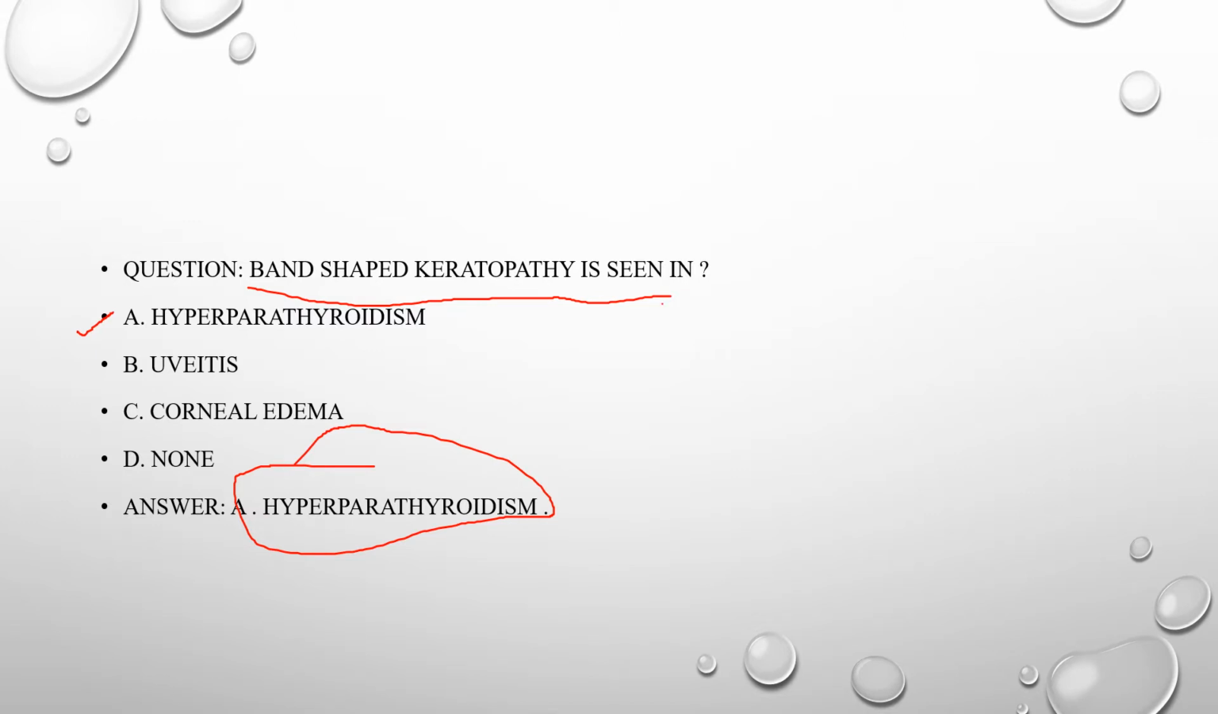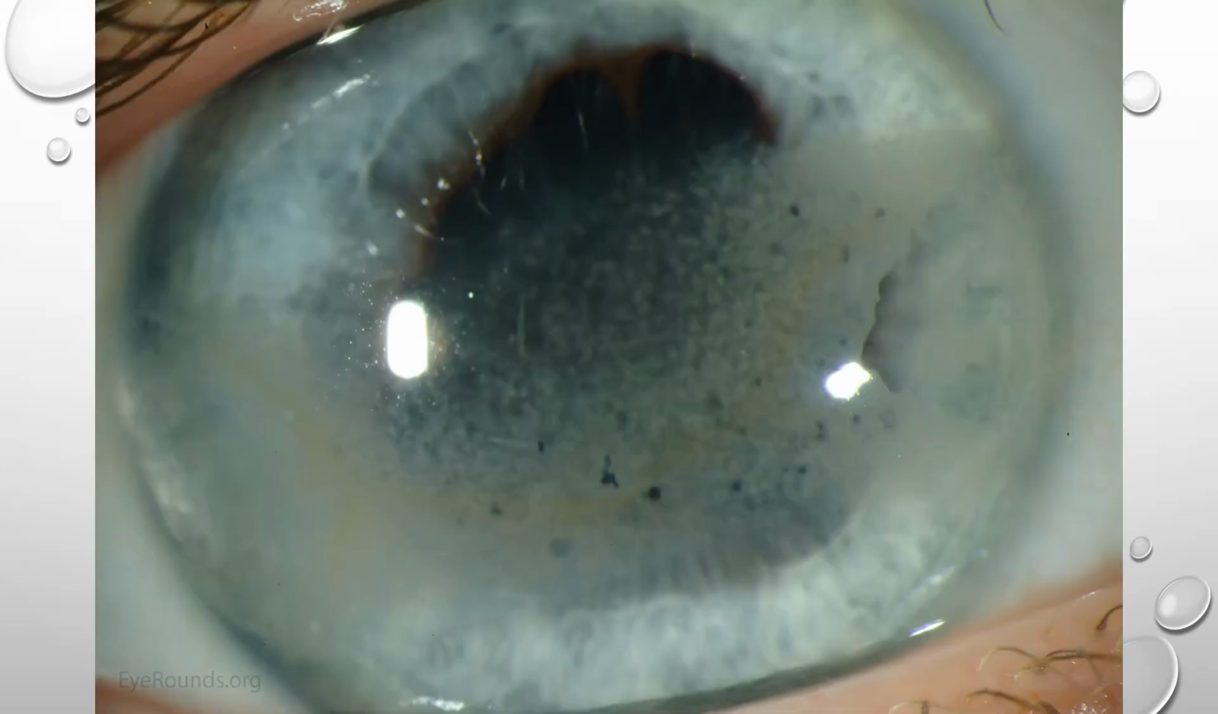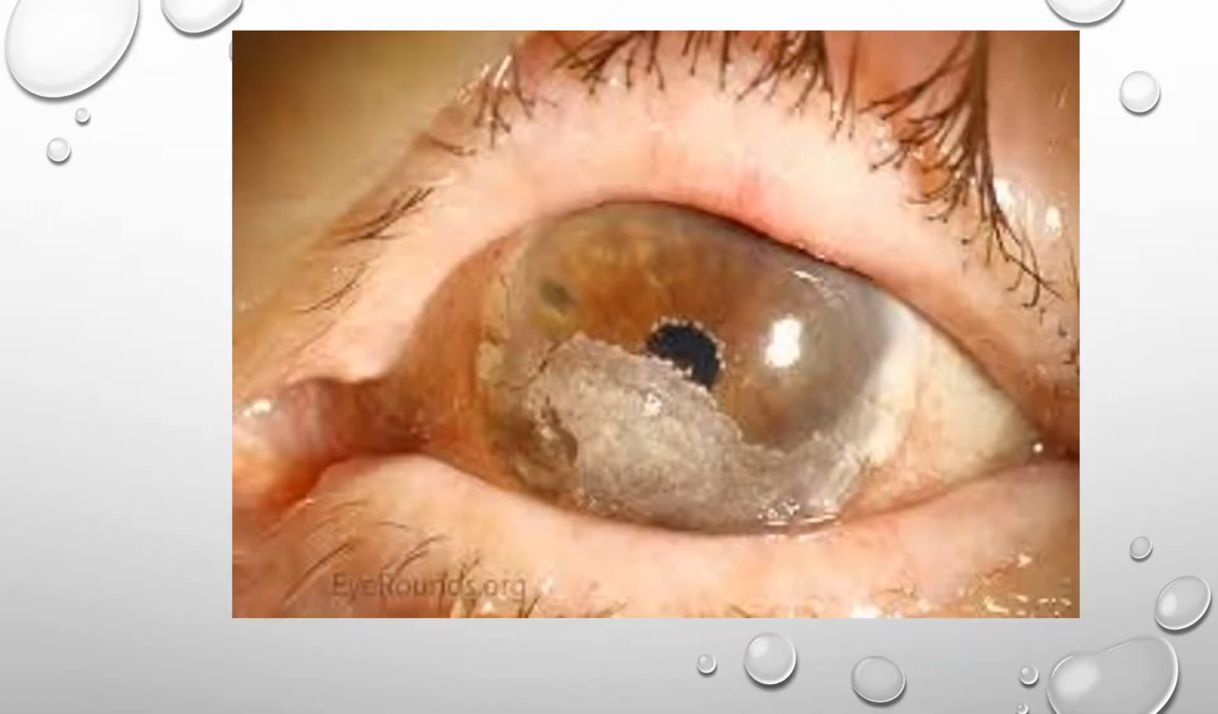Now let's learn something about what exactly band-shaped keratopathy is. This is the clinical picture that you can see in a patient with advanced band-shaped keratopathy. This much part of the cornea is involved, and also there are cavitations. You can see these are the cavitations here. These are the microcavitations. And this brown, these are the pigment deposition. So this is band-shaped keratopathy.